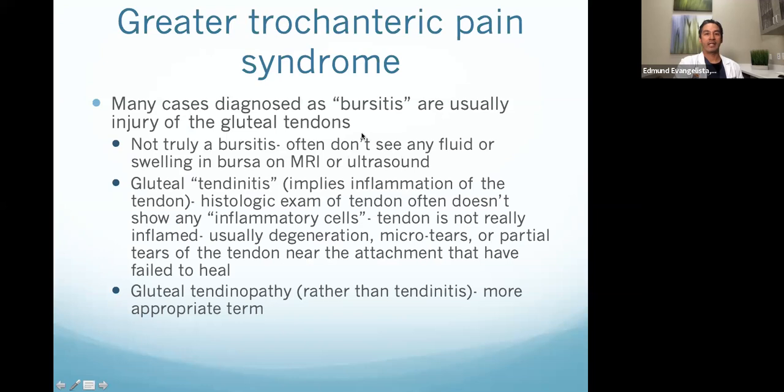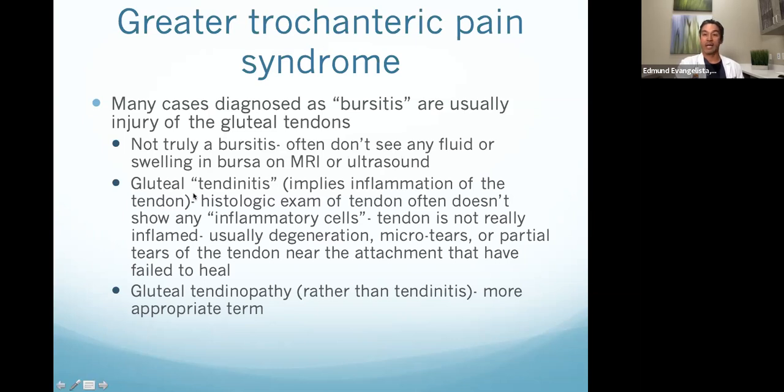Now, many cases of patients that are diagnosed with bursitis are actually not truly bursitis. They're an injury to the gluteal tendon. A lot of patients go to their primary doctor with pain over the lateral hip, they're tender over there, so they are automatically diagnosed with bursitis. But in actuality, when we look at these patients with ultrasound or MRI, a lot of times we don't see any fluid or inflammation of the bursa. So there's really not a true bursitis. Usually it's a problem with the gluteal tendons, where those gluteal tendons attach to the side of the hip.